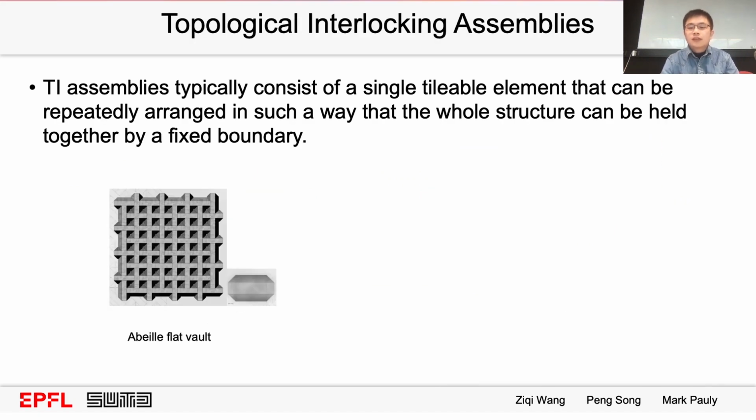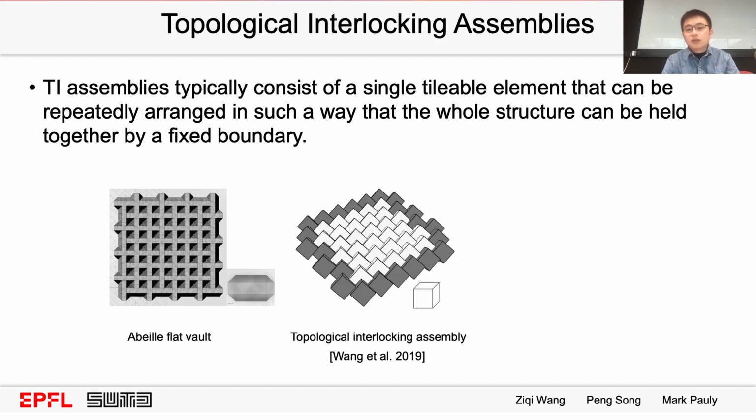Joseph Abe discovered that identical tetrahedrons truncated at two opposite edges can be arranged to form a planar stable assembly known as Abe flat wall. Besides tetrahedrons, cubes can also be used to create stable planar assemblies, and we name these topological interlocking assemblies.